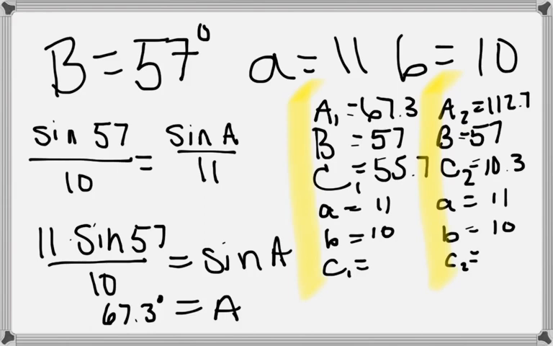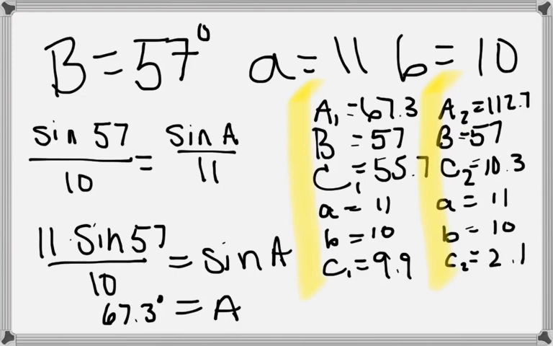What is C1? 9.9. And C2? Wait, no, it's 2.13, sorry. I was about to say, wait a minute. 2.13? 2.13. So 2.1 is fine.